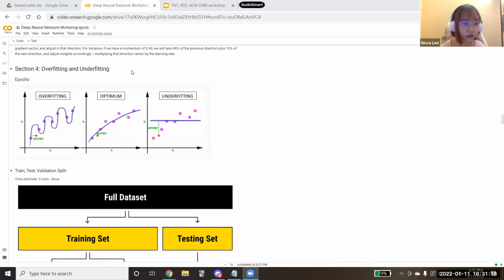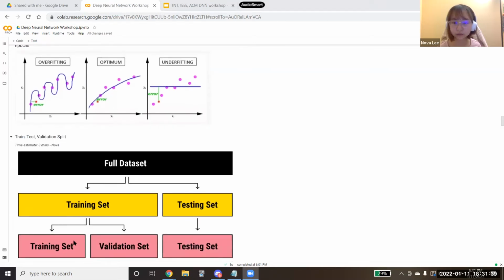To avoid overfitting, we want to split our dataset into three parts: the training set, the validation set, and the testing set. We use the training set to find the pattern of our dataset, and then we use the validation set to check if we're overfitting. After that, we use the testing set to finally see whether it works well, like whether the accuracy is good on the dataset that we never touched. So we will split our dataset when we implement a deep neural network.